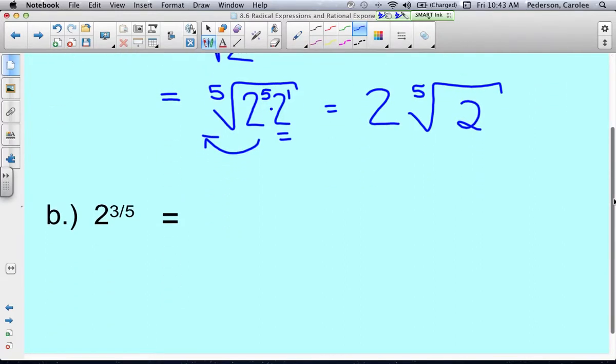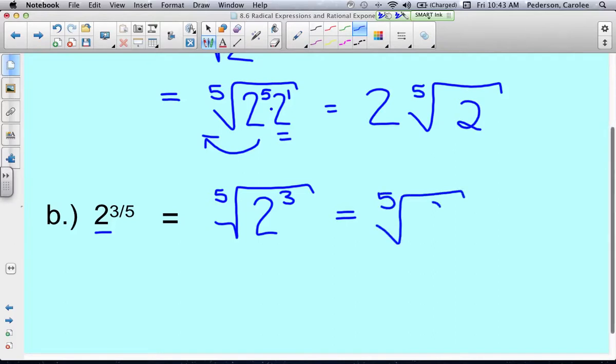Next example, 2 raised to the 3/5 power. Rewrite it as 2 is your base, 3 is your power, and then your index is that denominator 5. So 5th root of 2 cubed, you can't reduce anything further besides just rewriting 2 times 2 times 2 as 8. So now you have the 5th root of 8.